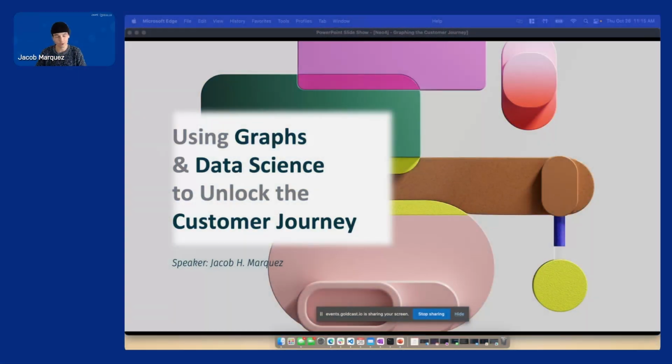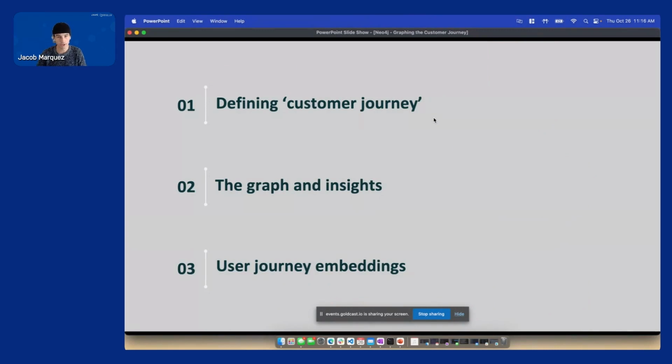So thanks for going along on this journey with me, which is appropriate because we'll be talking about the customer journey and how to use graphs to unlock that. Very specifically, going over how to define the customer journey, which is rather simplistic, but at the same time can be quite complex. So it's always good to ground ourselves as I have this conversation with others, just so we're talking about the same thing.